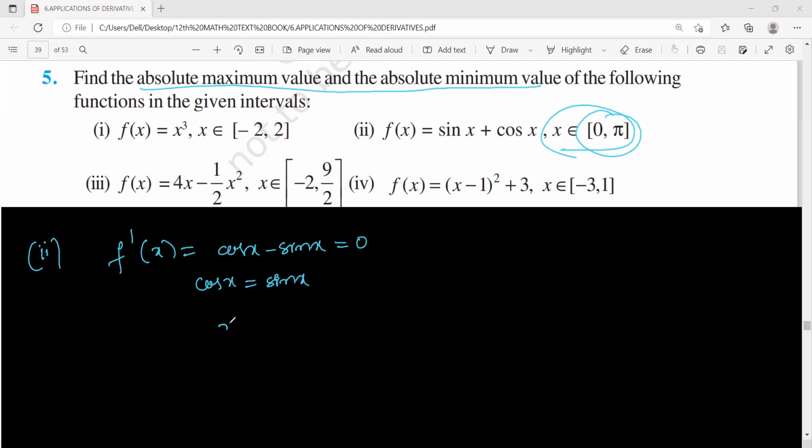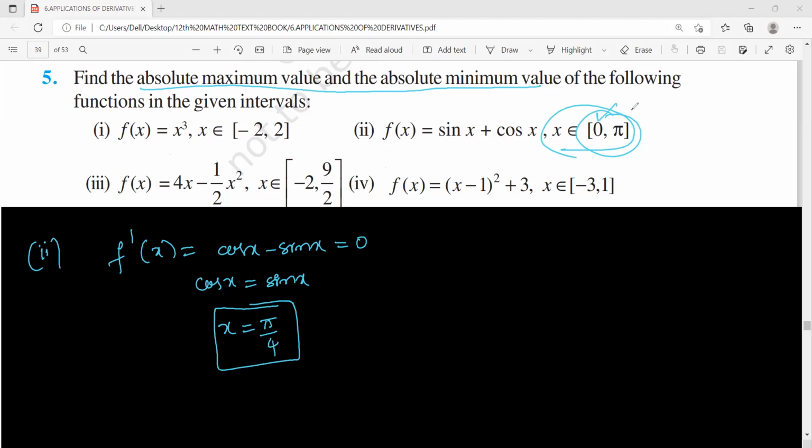Yes, sir. How much? π/4. Second quadrant, is it possible cos x equal to sin x? No, sir. Only for π/4 it is possible. In the third quadrant it is possible. Again in third quadrant it's possible. Now x equal to π/4.